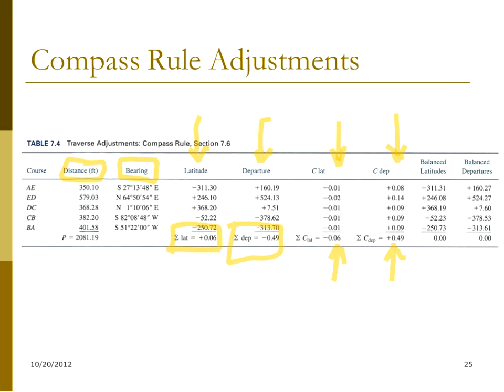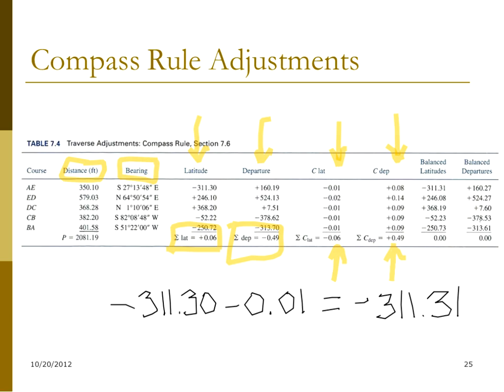There we go. So, to correct the latitude of A to E, and you really need to pay attention to your signs here, we have negative 311.30 minus 0.01, and that is going to be equal to negative 311.31, which is right here in our table.